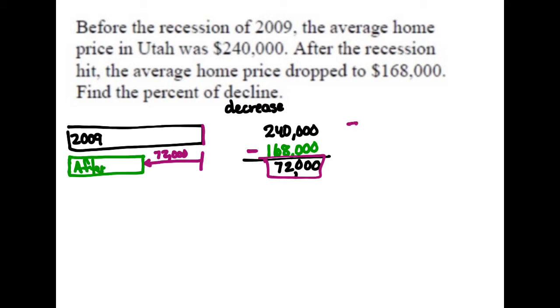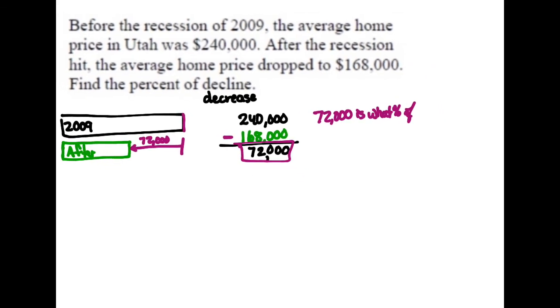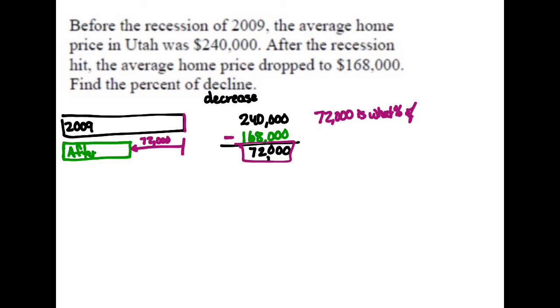Okay, so 72,000 is what percent of, and I'm going to shrink it down a little bit so it'll still fit, 240,000, because that was the original amount. And after this, I'll go back and show you that first page of your notes. Okay, so 72,000 is what percent of 240,000?